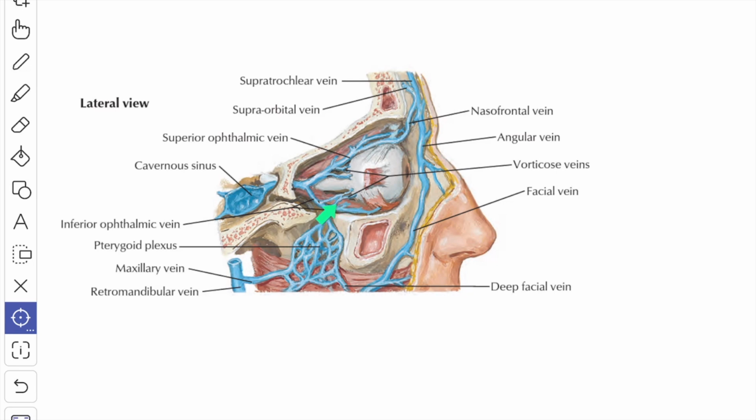The inferior ophthalmic vein begins in the floor of the orbit and collects the blood from the inferior orbital muscles, the lacrimal sac and the eyelids. They drain into the cavernous sinus directly or after joining with the superior ophthalmic vein. It communicates with the pterygoid venous plexus through the inferior orbital fissure.